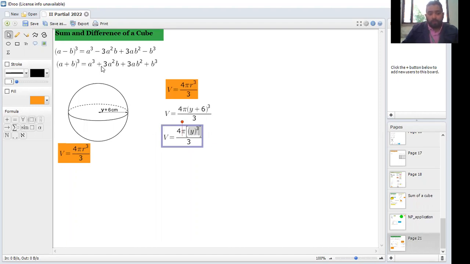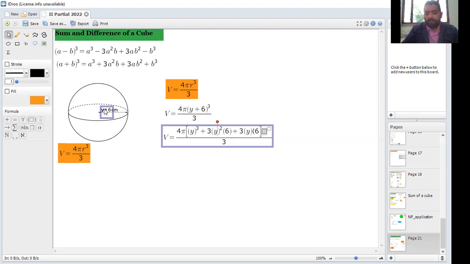Then you are going to put plus 3 times a squared. So in this case it is y to the second. After this, you need to multiply by b, which is positive 6. Then you copy again plus 3, multiply by a. My a in this case is the value for y, and the b is 6, and you are going to raise it to the power of 2.